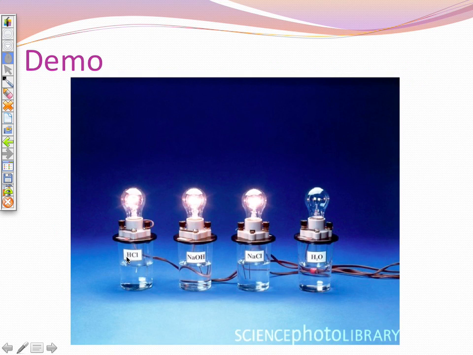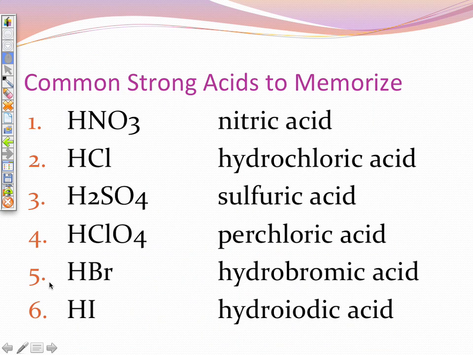There is a demo on YouTube, if you look it up, conductivity tester, under Jen the Chem Lady, to see a video of the demo that we do in class. Some common strong acids to memorize: HNO3 nitric acid, HCl hydrochloric acid, H2SO4 sulfuric acid, HClO4 is perchloric acid, HBr is hydrobromic acid, and HI is hydroiodic acid.